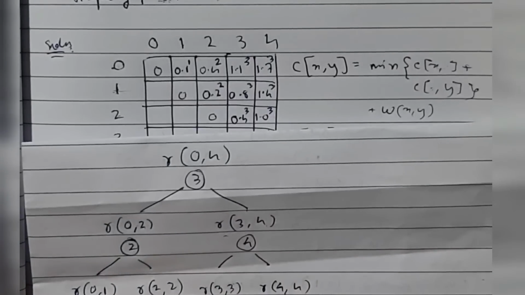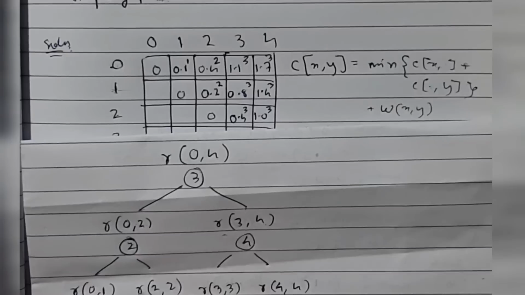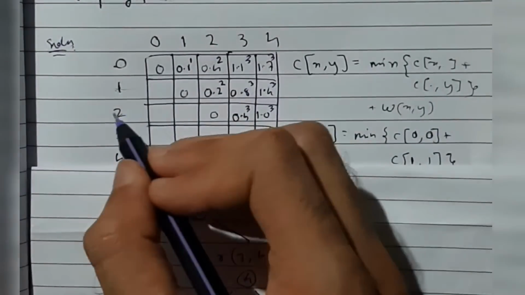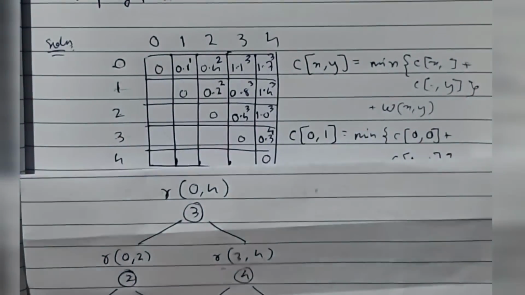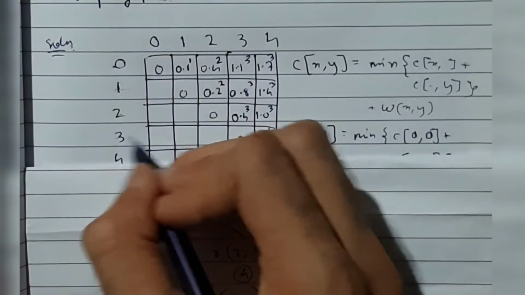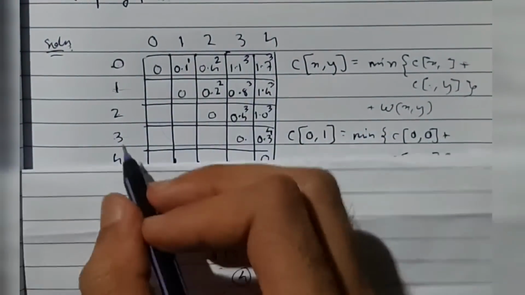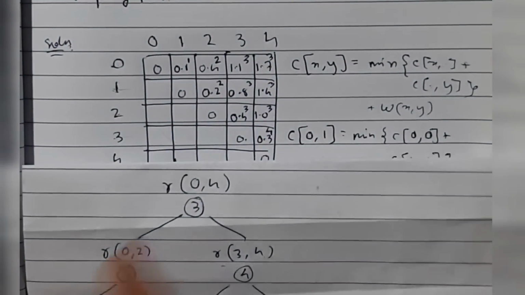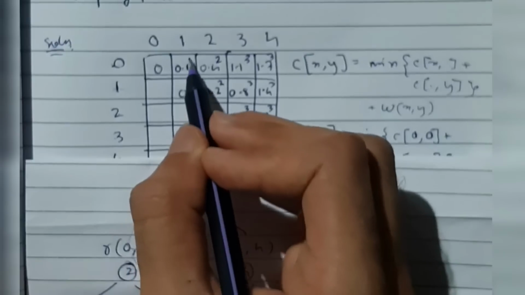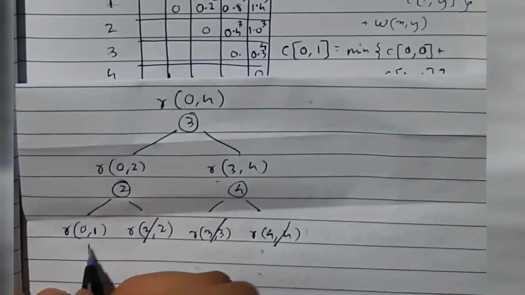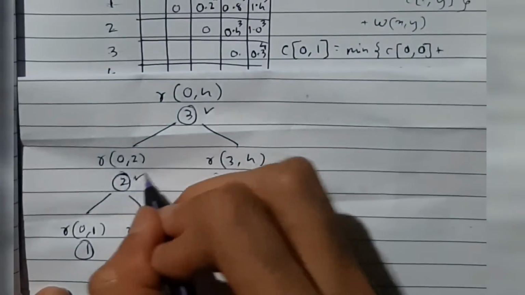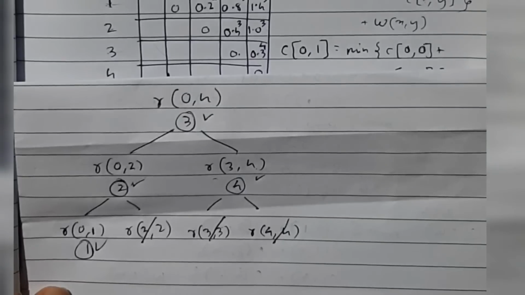Okay, now the values from the table, if I look, r of 2 comma 2, what is r of 2 comma 2? It's 0, so I'll be cutting this. 3 comma 3 is also 0 and 4 comma 4 is also 0. I'm just remaining with 0 comma 1. What is 0 comma 1 here? It is 1. Okay, so I'll be writing here 1 and making the circle. We are done. All the four elements are included here, so I'll be drawing the simplified diagram here.